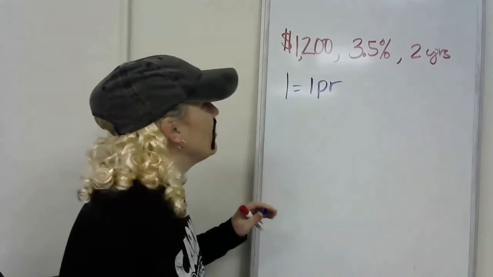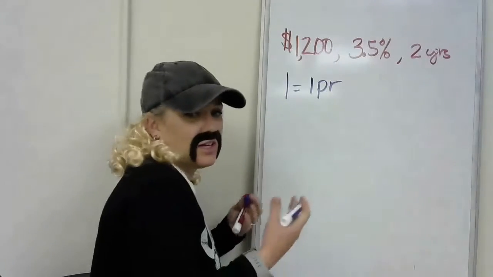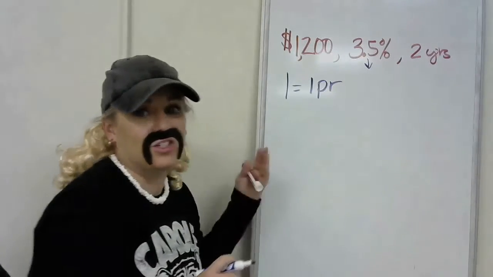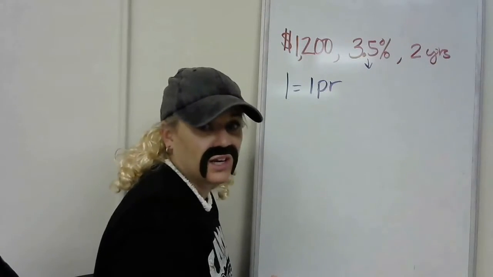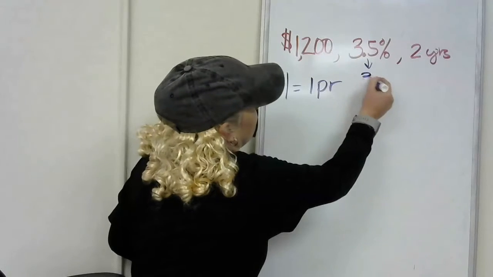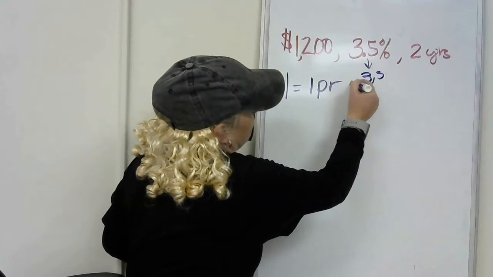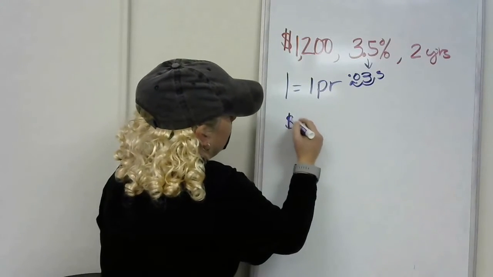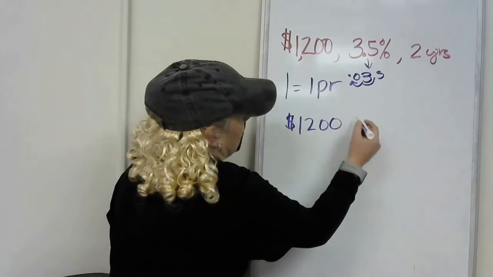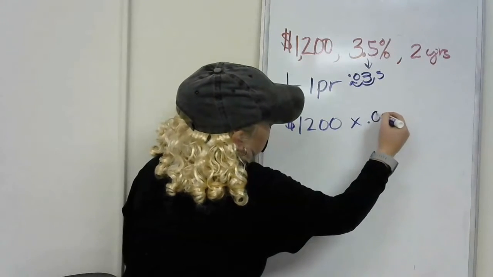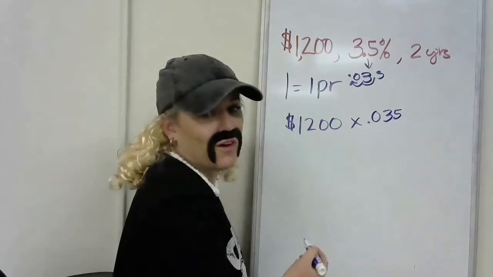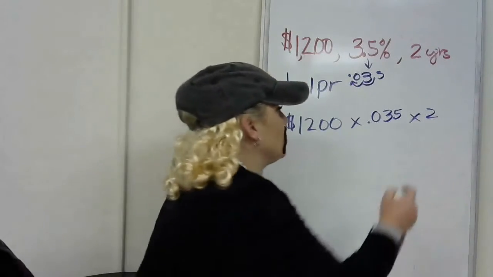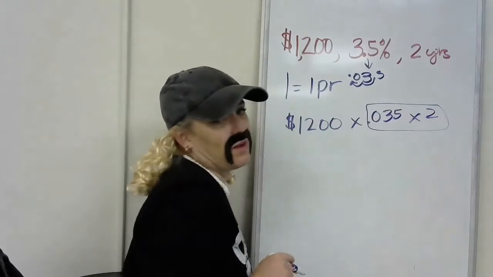All right, so let's say we have $1,200. That's our principal. So we're gonna do our interest, and again, just like the last 2 days, we gotta turn that 3.5% into a decimal. So 3.5, move it 2 places to the left. Okay. So we're gonna do the 1,200 times the interest, 0.035 times 2 years. This is what I'm going to do because I feel like this is easier. I'm going to multiply these two together, and then I'm going to multiply it by 1,200.